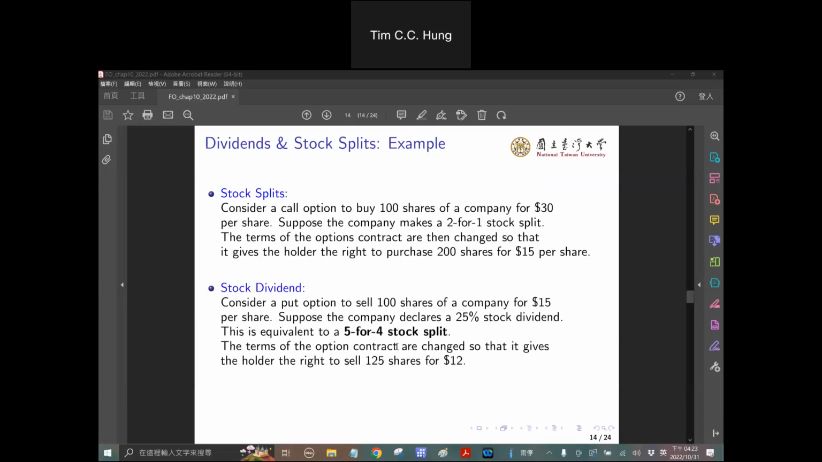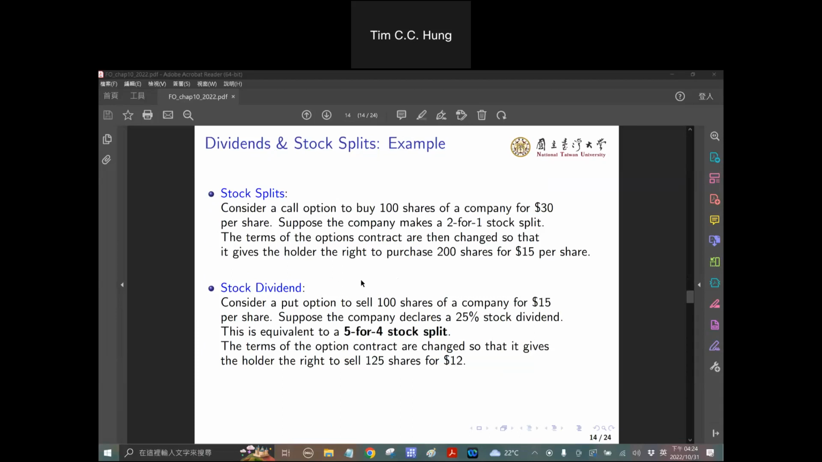Let's go through some examples and you'll have a clear idea. Consider a call option to buy 100 shares of a company for $30 per share. Suppose the company makes a 2-for-1 stock split. The terms of the option contract are then changed so that it gives the holder the right to purchase 200 shares for $15 for each share. That's basically what we do for a 2-for-1 stock split when considering call options.